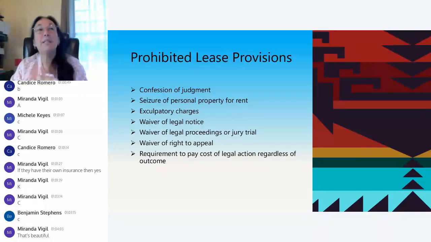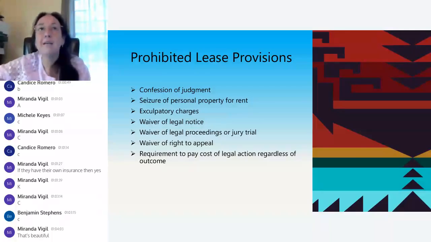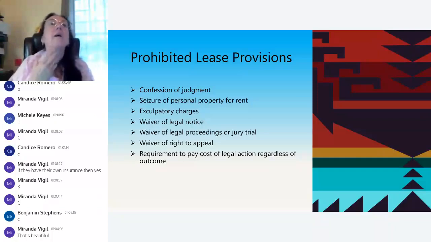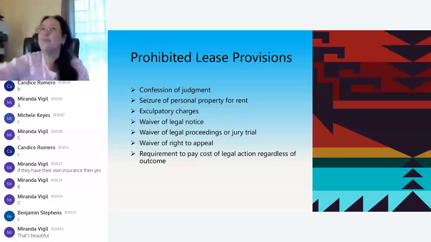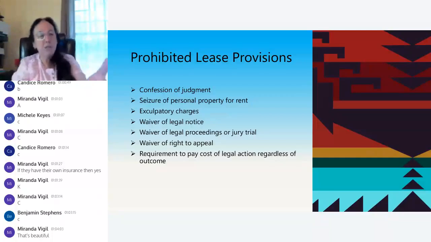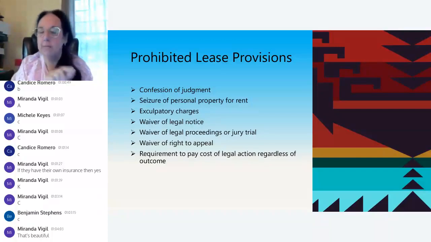This is one that my staff breached: a requirement to pay cost of legal action regardless of outcome. For evictions and things, they were immediately putting the court filing fee onto the tenant file. I said, you can't do that. Well, what do you mean? I said, you can if you win the case, but if you don't win, you can't charge them for bringing it. You didn't win your case. So, requirement to pay cost of legal action regardless of outcome. Okay, can't do that, guys.